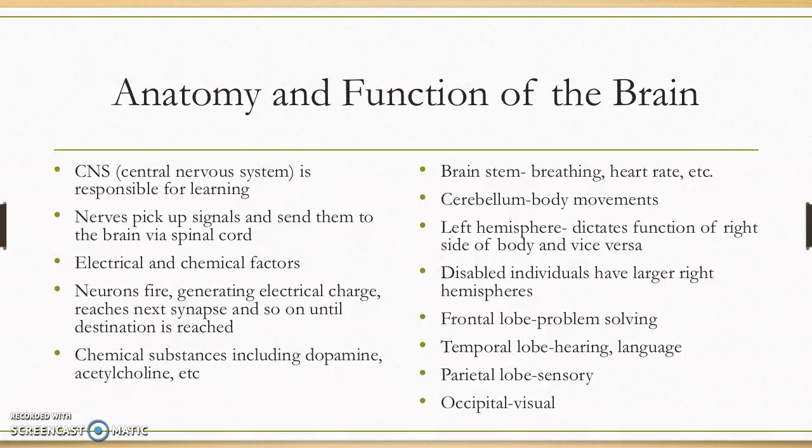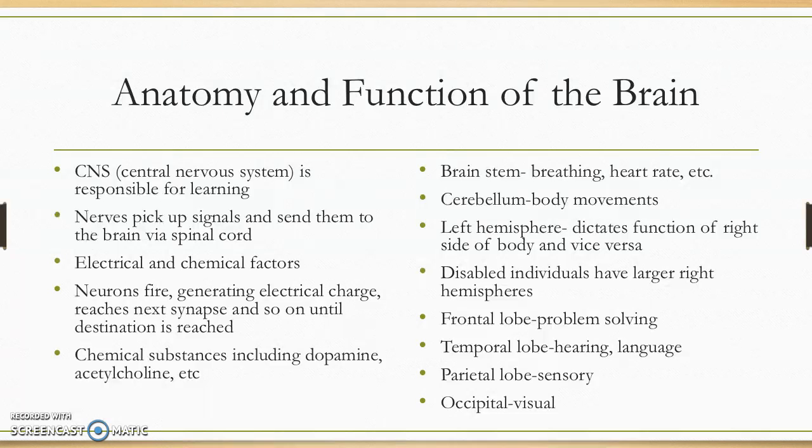The central nervous system in the body is responsible for learning. The nerves pick up signals and send them to the brain via the spinal cord, and there are electrical and chemical factors that influence these firings. Neurons fire, generating an electrical charge that reaches the next synapse and so on until the destination is reached. And chemical substances that are affected include dopamine, acetylcholine, and more. The anatomy of the brain, you have the brain stem that helps with breathing, heart rate, etc.